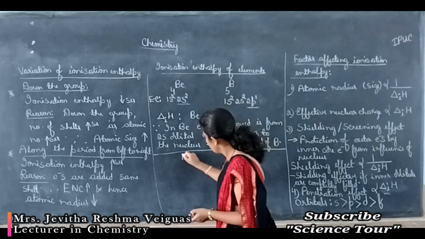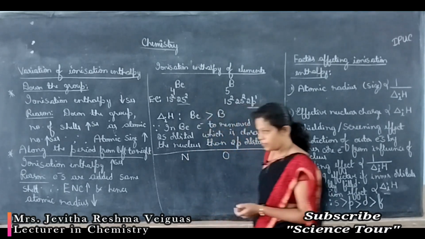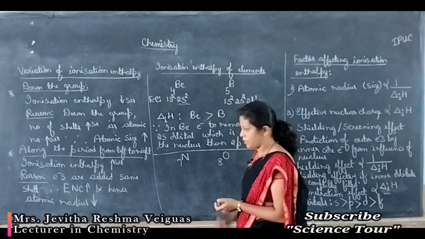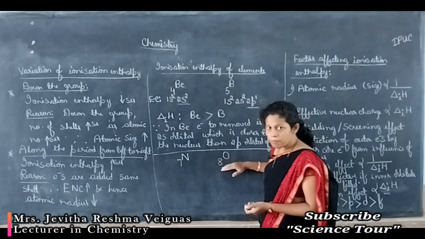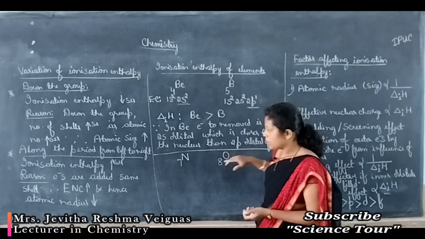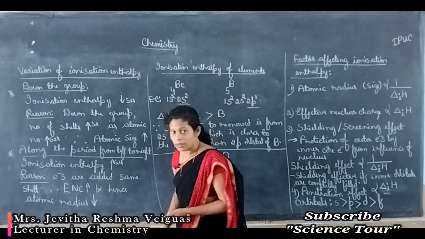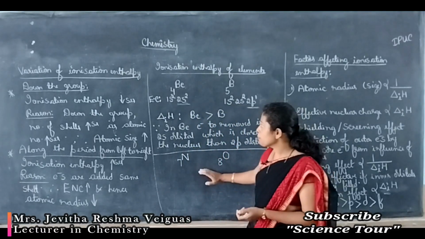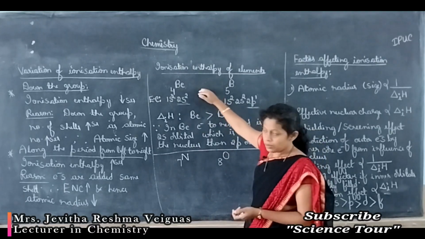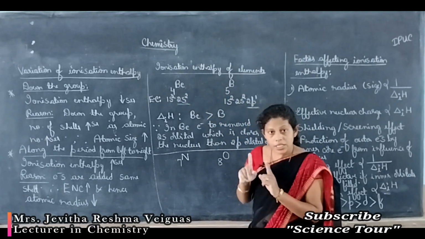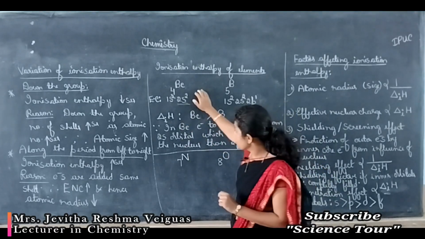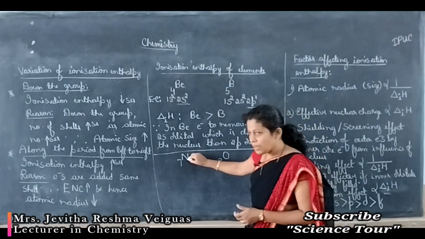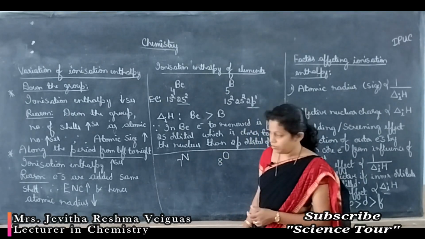Second one, let's take nitrogen and oxygen. Nitrogen atomic number 7, oxygen atomic number is 8. Means these come in same period. From left to right along a period, ionization enthalpy increases. But it is not here. Here it is proved wrong. Even here, along a period, ionization enthalpy generally increases, but not here. Here beryllium has more ionization enthalpy than boron. A very similar example is nitrogen and oxygen.